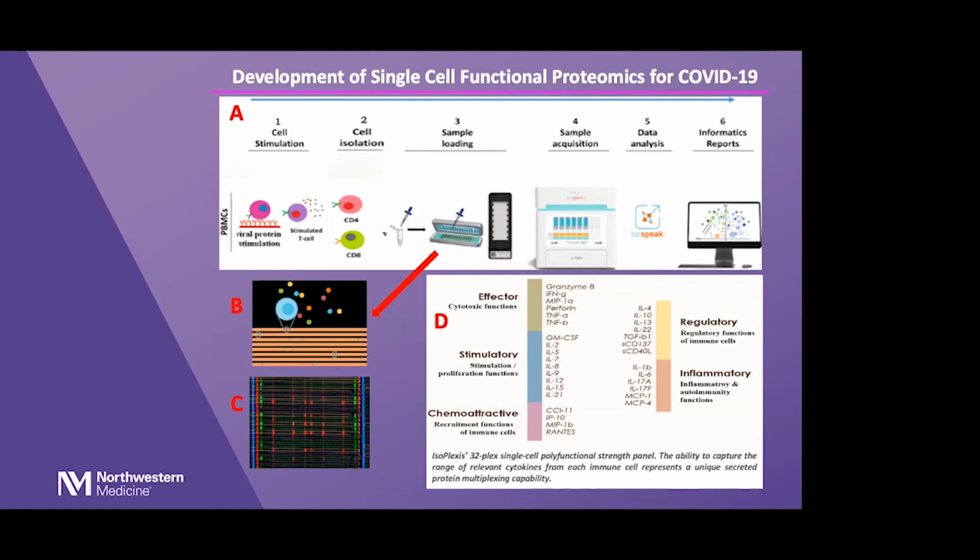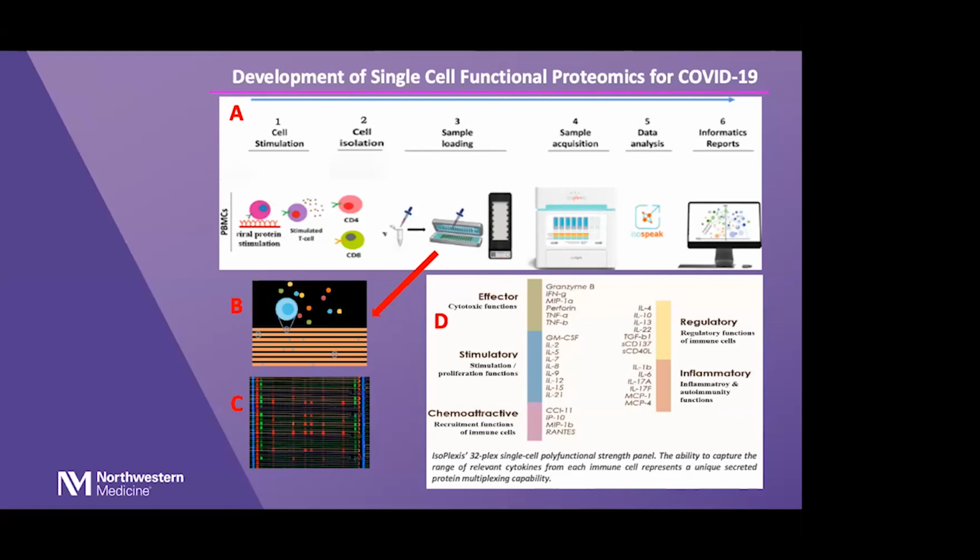Now, across the lanes, there are 32 capture antibodies for specific cytokines present. And if a single cell secretes the cytokine, it will be captured by the capture antibody. Then, in the panel A, we put the chip in the instrument and run it overnight, and then analyze the data.